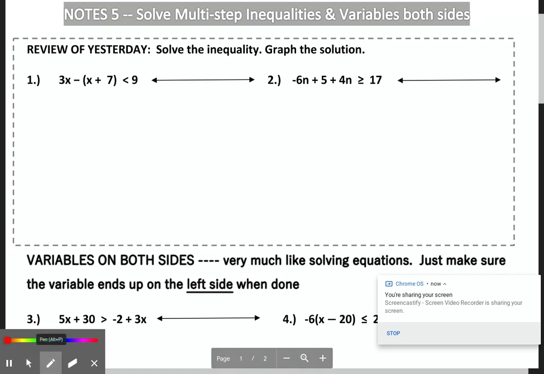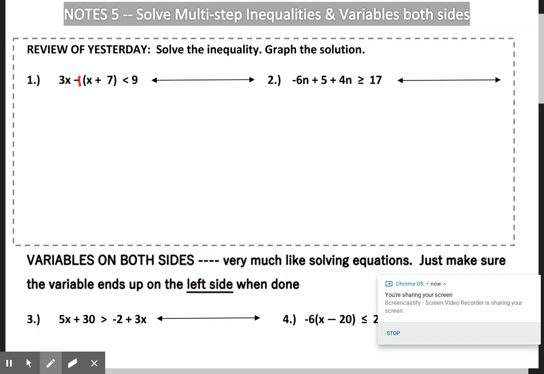You need to deal with the parenthesis here. So this minus sign, we can treat it like a -1. So we're going to bring down the 3x. And then -1 times x is -1x, or just -x. -1 times 7 is -7. And that's going to be less than 9. And then we have 3x minus 1x. We can combine like terms. So 3 minus 1 is 2. So this will give us 2x minus 7 is less than 9.